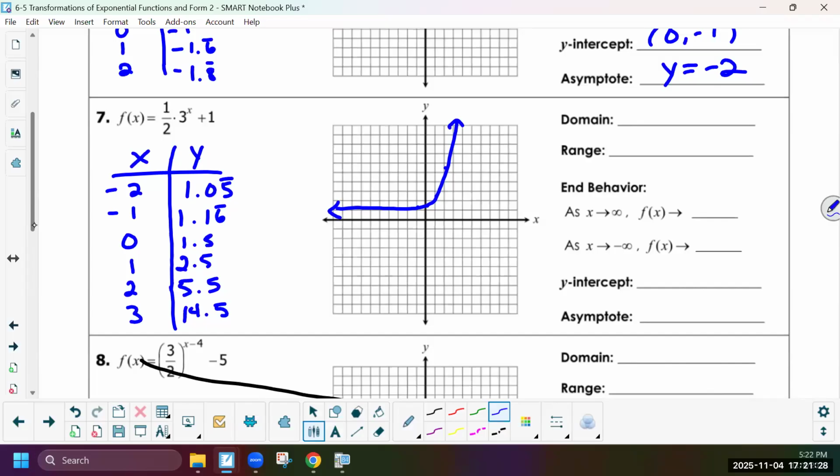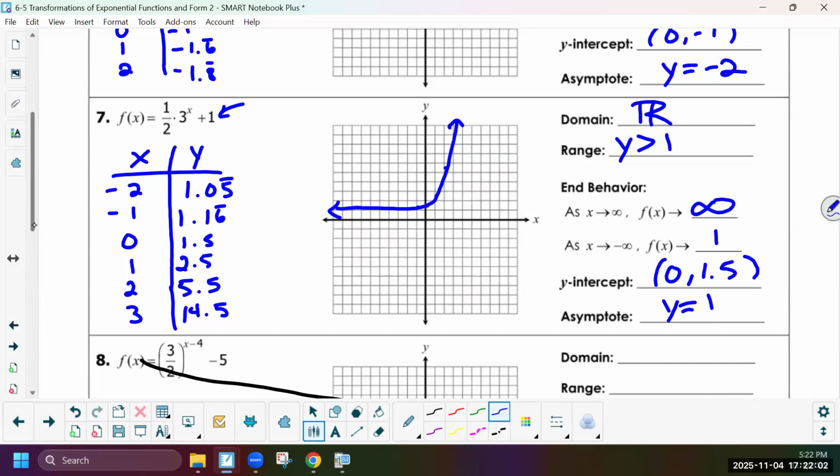Okay, domain, all real numbers. Range is the y's that are greater than our asymptote, which is 1. Again, look at your vertical shift, it is 1. As x approaches infinity, our y's are going to infinity. As x approaches negative infinity, we're getting closer to 1. Our y-intercept is 0, 1.5. And the asymptote is y equals 1. So this is pretty much the transformations.